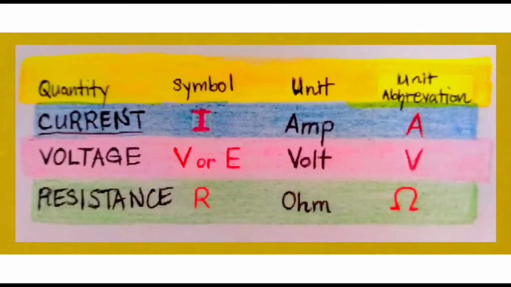As we go on with this computation process, keep in mind the following symbols, units, and abbreviations. Again, the symbol for current is capital I, the unit is ampere, and the unit abbreviation is A. The symbol for voltage is capital V or E, the unit is volt, and the unit abbreviation is V. For resistance, the symbol is R, the unit is ohm, and the unit abbreviation is omega.